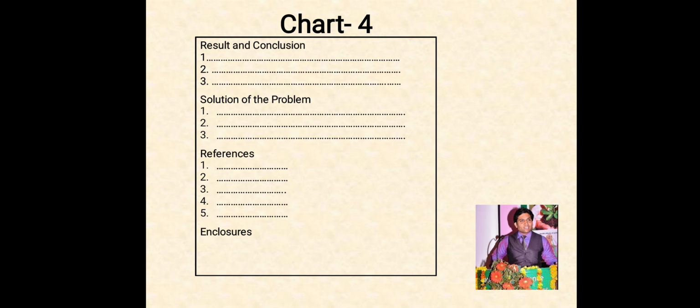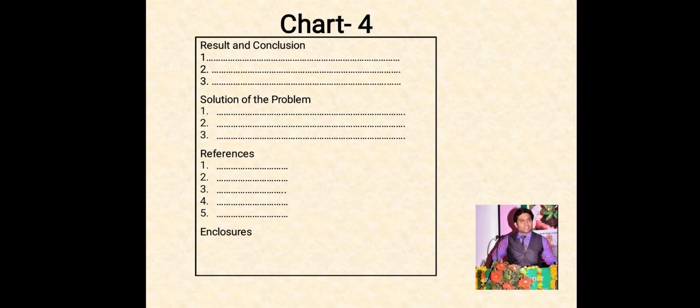After this is chart number 4. In this chart, write down result and conclusion. It should be written point wise. Write only those results and conclusions which can be drawn on the basis of analysis of data in chart 3. After this heading, write solution of the problem. This is an important part and try to write it point wise, and the solution should be drawn from analysis of data from your research work.